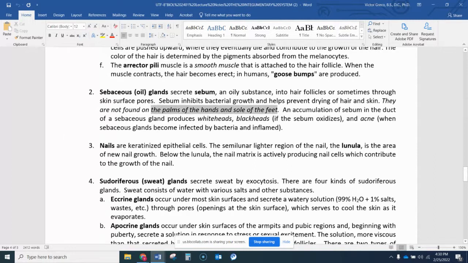And we just heard about palms of the hands, soles of the feet. That's thick skin. That's where we see stratum lucidum. So where we have the stratum lucidum, we don't have sebaceous glands.